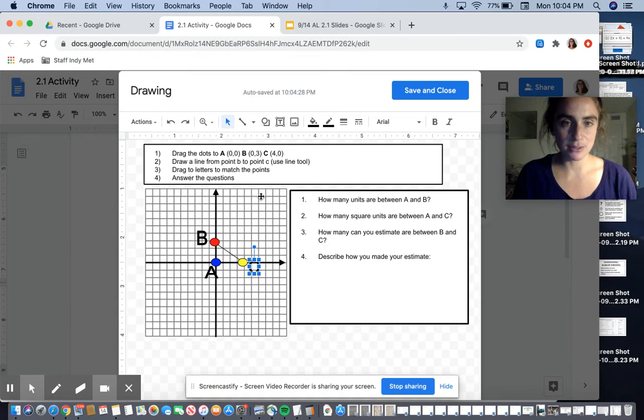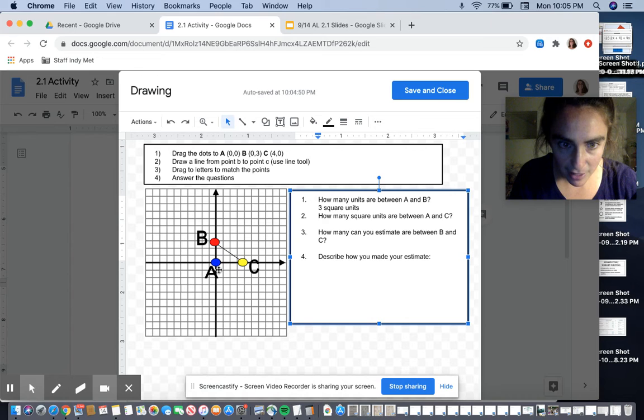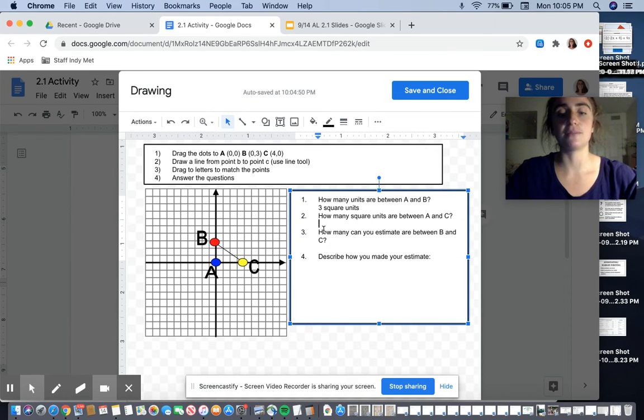Then it says answer the question. When we were here, how many units are between A and B? Well, we don't know if this is measured in inches, centimeters, or what, so we're going to say they're just measured in square units. From A to B, we have 3 square units. So I'm going to type 3 square units. It's always good to label your numbers. It asks how many squares are in between A and C. I can count again: 1, 2, 3, 4, 5. That shouldn't be 5. It should only be 4, because point C only goes to 4. So when you count a number and it doesn't make sense, check it again.